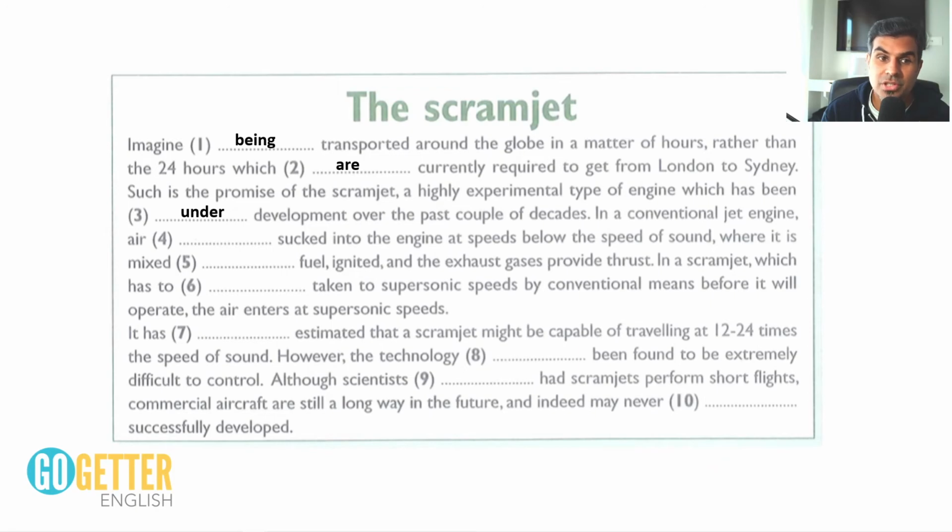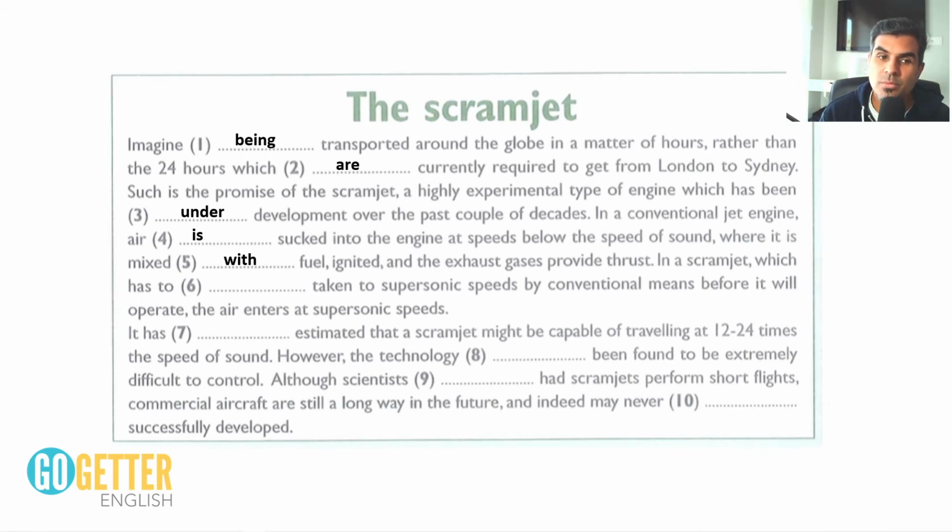In a conventional jet engine, air, we assume it's something that happens all the time, air is sucked into the engine at speeds below the speed of sound. It's the only verb to be that we needed, and we did that in the present simple because it was something we assume happens all the time. Into the engine at speeds below the speed of sound, where it is mixed with fuel. Another collocation. Over here, the preposition with. Mixed with fuel, ignited, and the exhaust gases provide thrust.